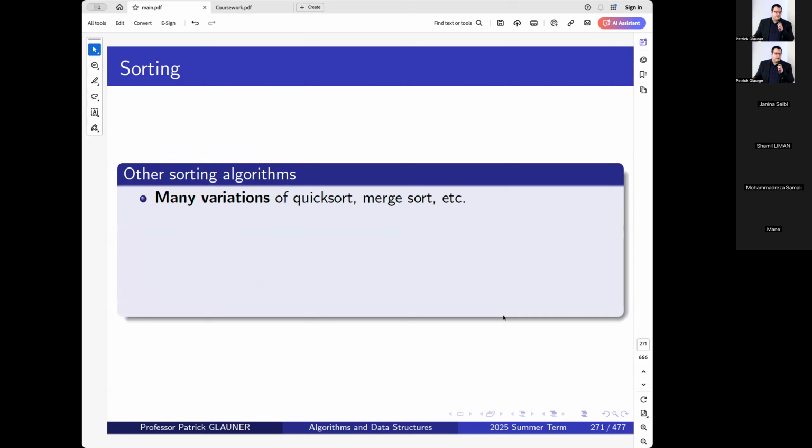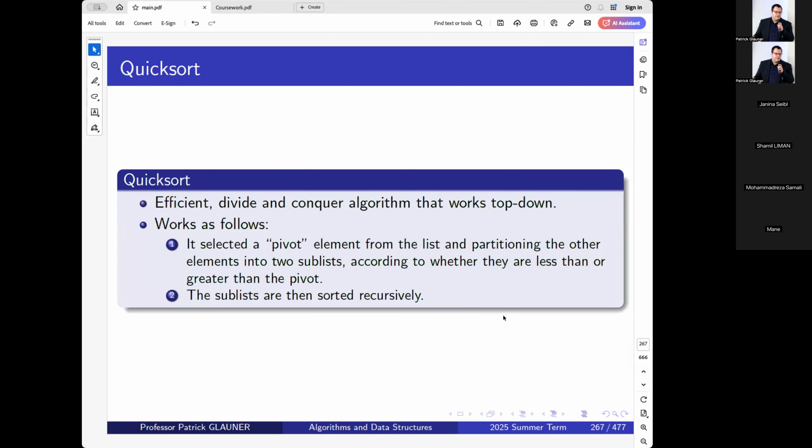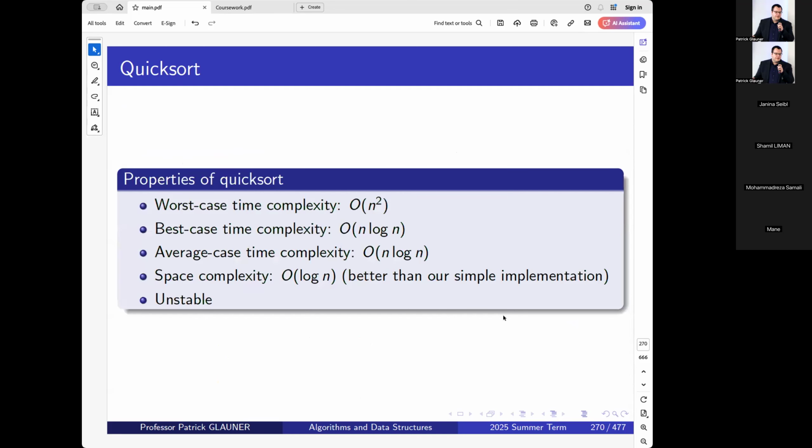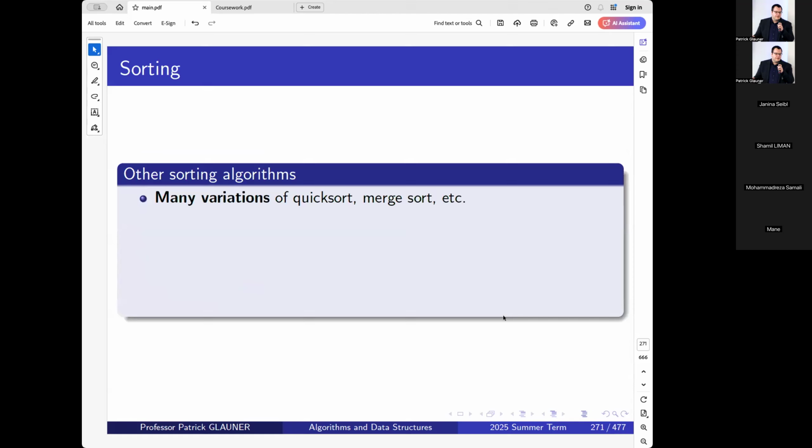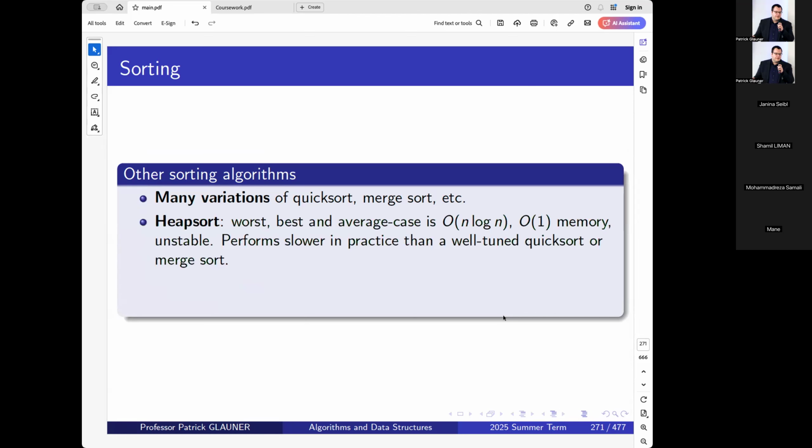There are many more sorting algorithms. There are, in fact, many variations of quicksort and merge sort. There is a stable quicksort, and there are all sorts of variations of these algorithms. We saw quicksort is a top-down one, and merge sort is bottom-up. But there's even, I don't know, a bottom-up quicksort and this kind of stuff. So lots of variations have been proposed because sorting is one of the best studied topics in computer science.